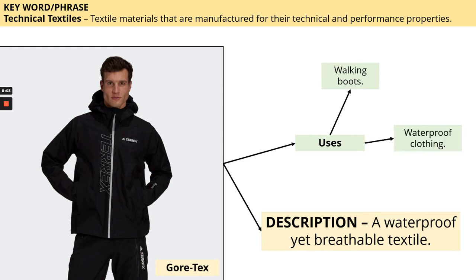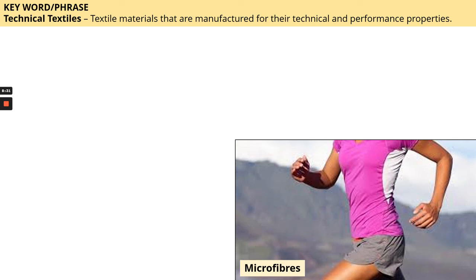And for waterproof clothing, lots of raincoats and jackets are made at least partially with Gore-Tex. This allows the person wearing that clothing to not get absolutely drenched, but also be able to not overheat, as they would with the traditional types of materials. The next one is microfibers.